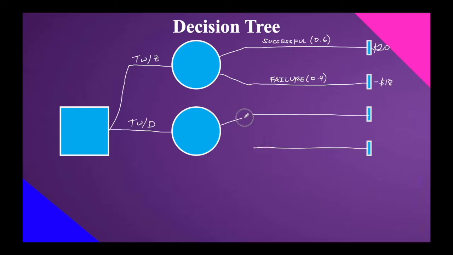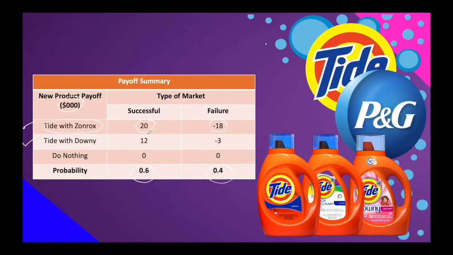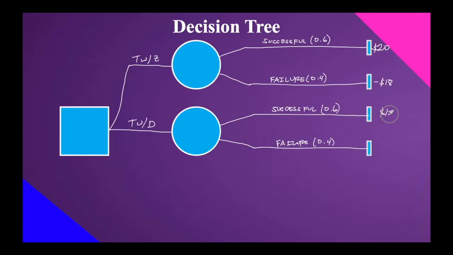Okay. So, let's type here, successful. If ever daw na ang Tide with Downy na launching is successful, we have 0.6 na probability for that. And for failure, kapag nag-fail ang Tide with Downy, ang probability dyan is same doon sa with Sunrocks, which is 0.4. Now, the payoff for Tide with Downy is 12 and negative 3. So, let's write here, $12 and negative $3.